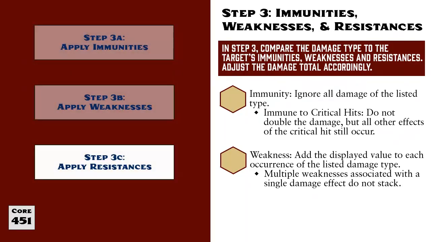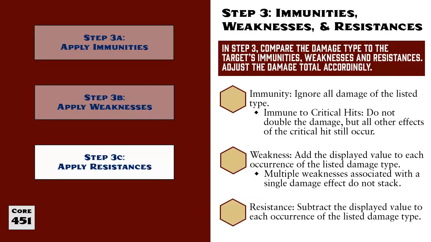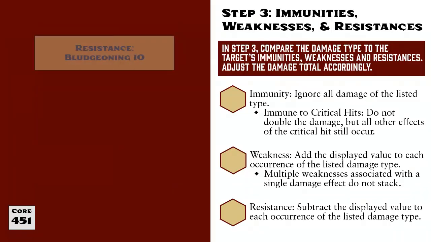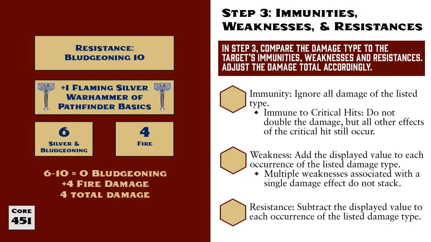And last, after applying immunities and weaknesses, you then apply resistances. This works much the same way as weaknesses, except you subtract the value listed from the damage instead of adding it. So if you attack a creature that has resistance to bludgeoning 10 and deals 6 points of bludgeoning and 4 points of fire damage with your trusty Flaming Warhammer, they will suffer 0 bludgeoning damage, but would still take the 4 points of fire damage. This is why we keep those damage pools separate and not add them together until step 4.